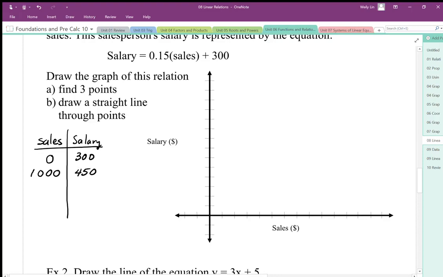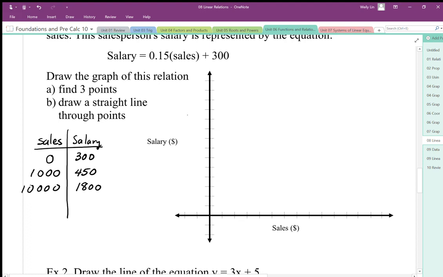And let's see what the scale is. 1, 2, 3, 4, 5, 6, 7, 8, 9, 10. Let's just go to $10,000. Okay, so he sells $10,000. That's 1,500 in commission, so 0.15 times that, plus my original $300 is going to give me $1,800 in salary. So I need to accommodate 1,800, so 1, 2, 3, 4, 5, 6, 7, 8, 9. Let's go up to here.